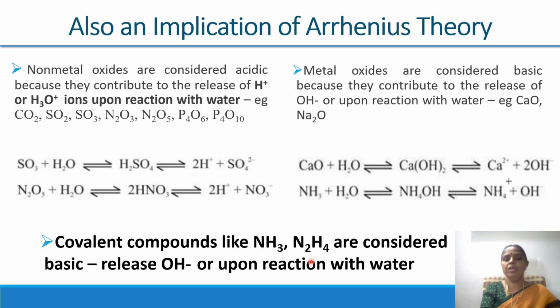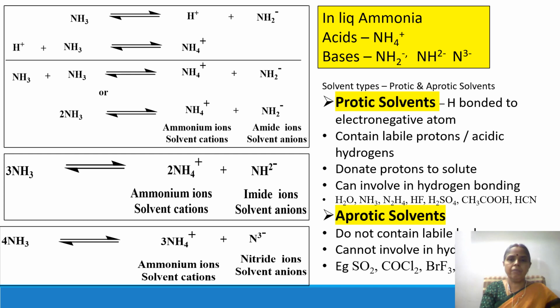Covalent compounds like ammonia are considered basic because they release OH minus ions upon reaction with water, so they can be considered basic based on the autoionization theory or the solvent ion theory. You can see, suppose your solvent is liquid ammonia. Now, what is the cation produced from ammonia? H plus. What is the other cation that can be produced from ammonia? H plus and NH3 forms NH4 plus.